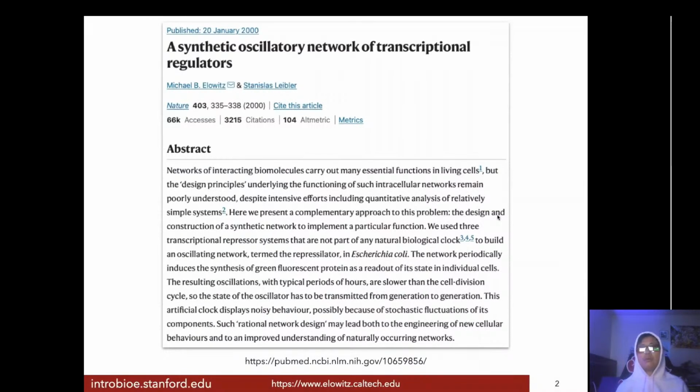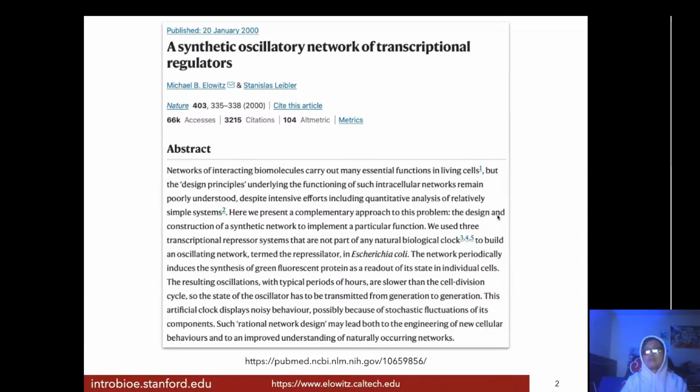Here's a paper, 23 years old. Maybe it's older than most of you now, which is incredible. A synthetic oscillatory network of transcriptional regulators. Oh, oscillatory network, an oscillating system. Transcription, that's the reading out of DNA to make RNA. Regulators, things that regulate transcription. Synthetic, we've made this oscillatory network from scratch, maybe. Michael Elowitz and Stan Leibler. Let's look at the abstract.